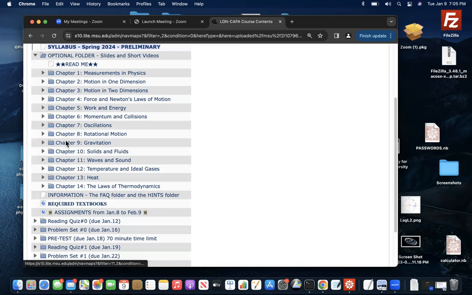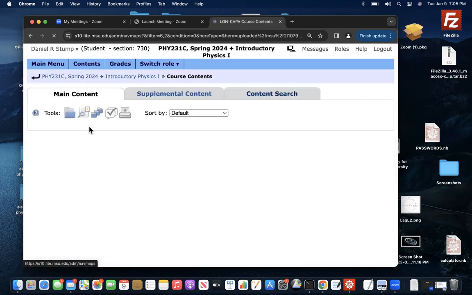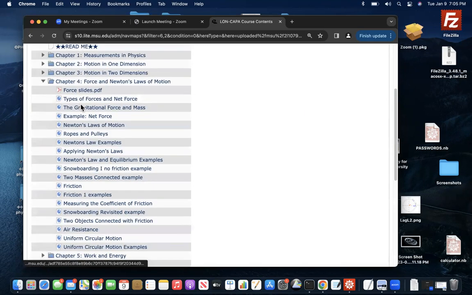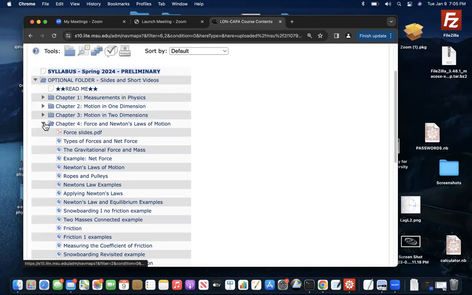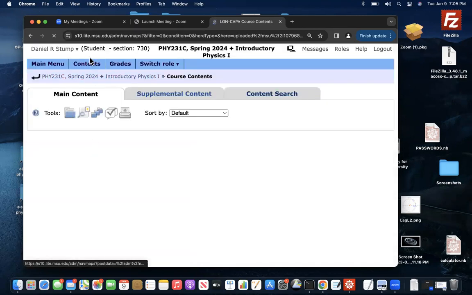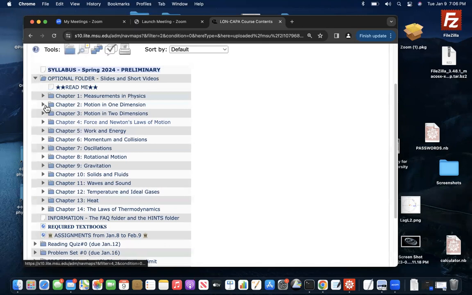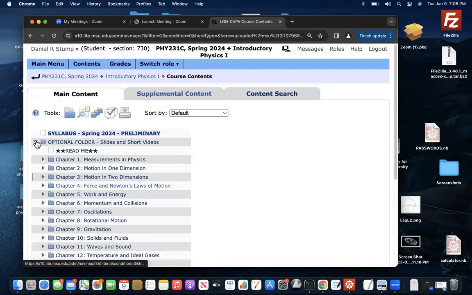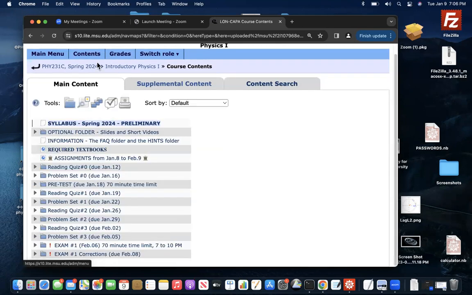For each chapter, there's a folder. You click on the folder, you see things you can look up. I think it's actually easier to just use the textbook, but some people like to have extra information. So that's the optional folder here.